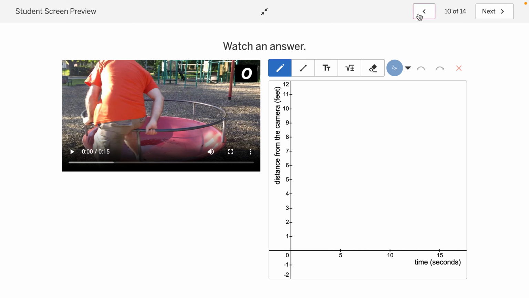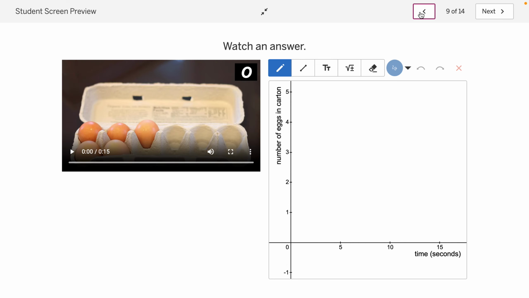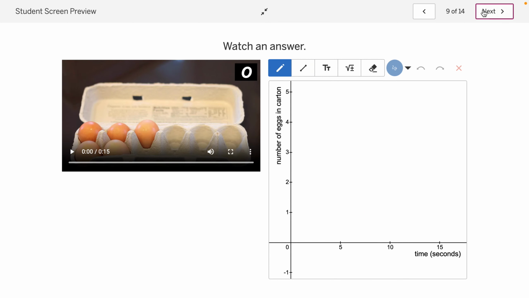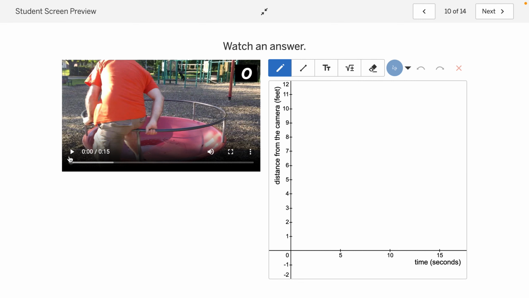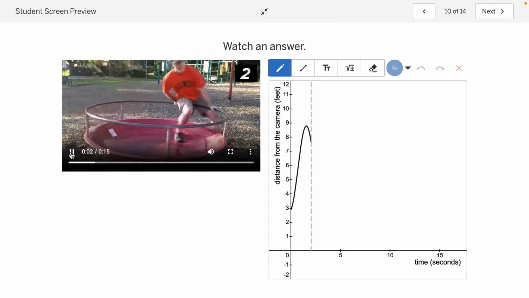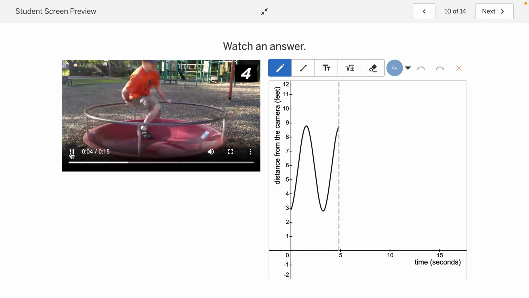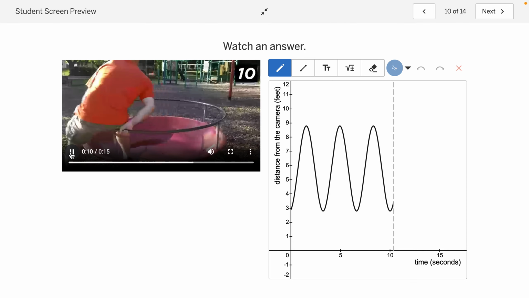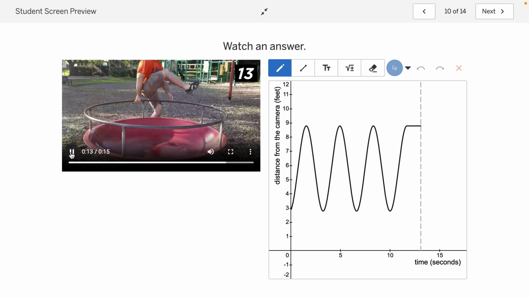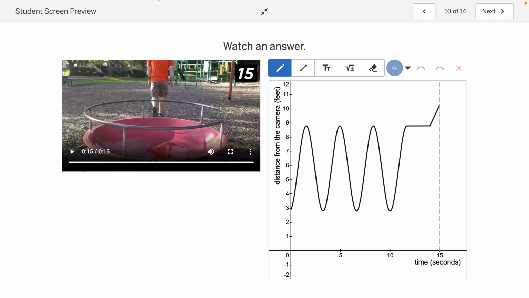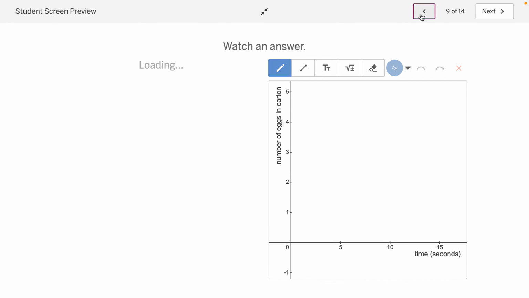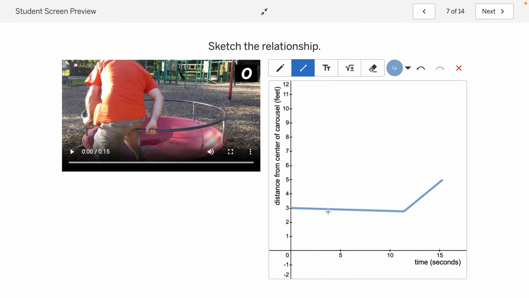The distance from the camera. The distance from the camera. This is what we came up with. This is what CPM came up with. Now he's walking away. Beautiful. And then the last one, I believe, is the distance from the center. And we thought that this one didn't change. So we said it's about the same, and then he walks away. This is what they came up with.